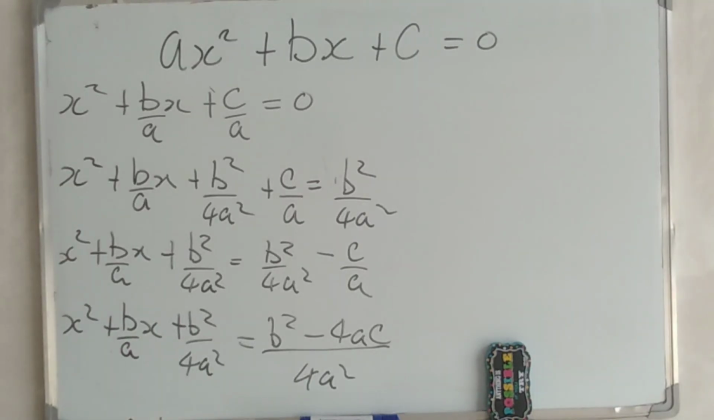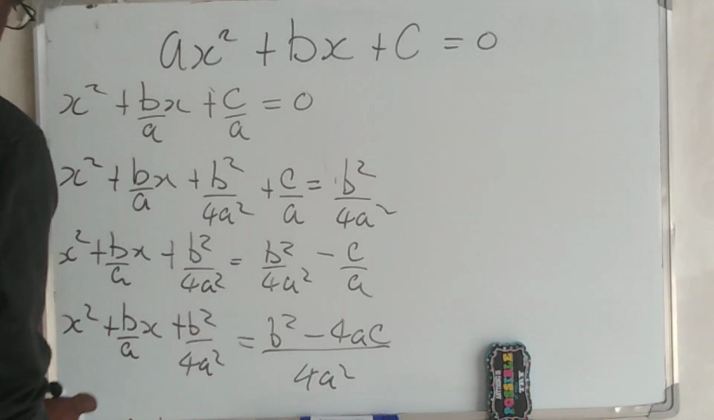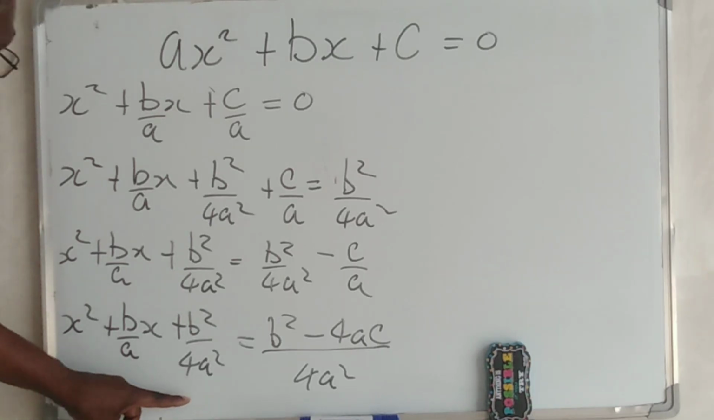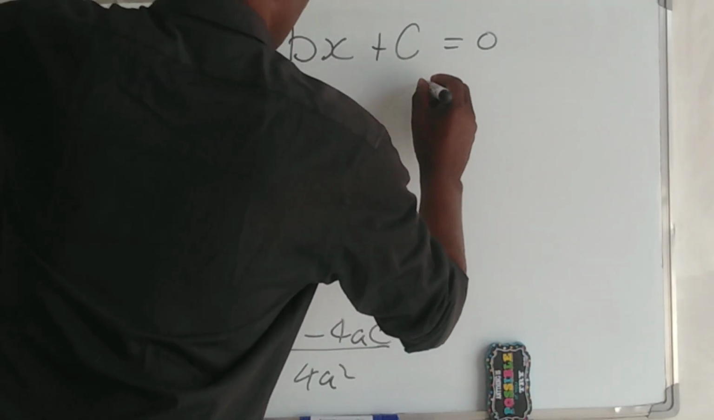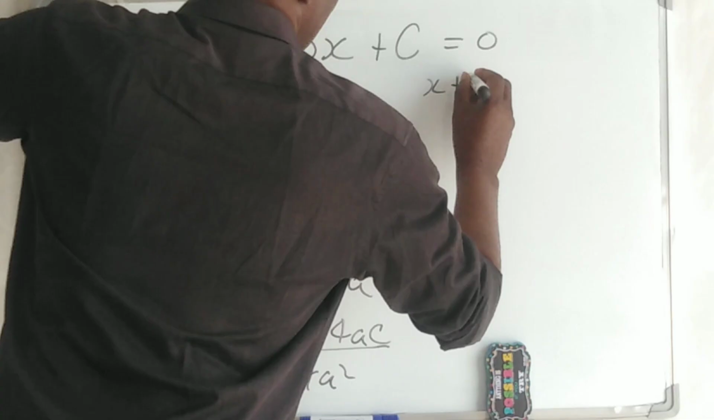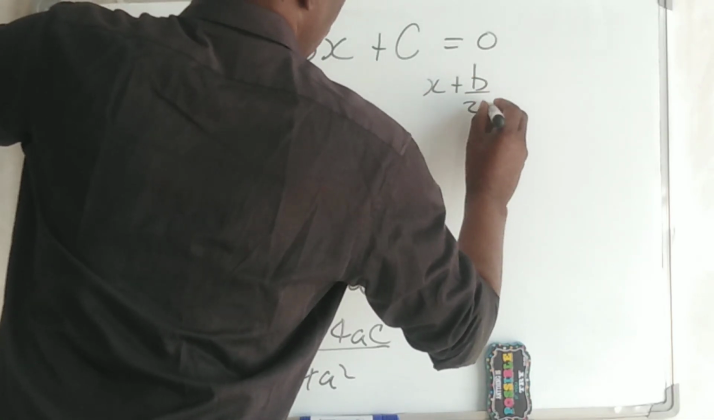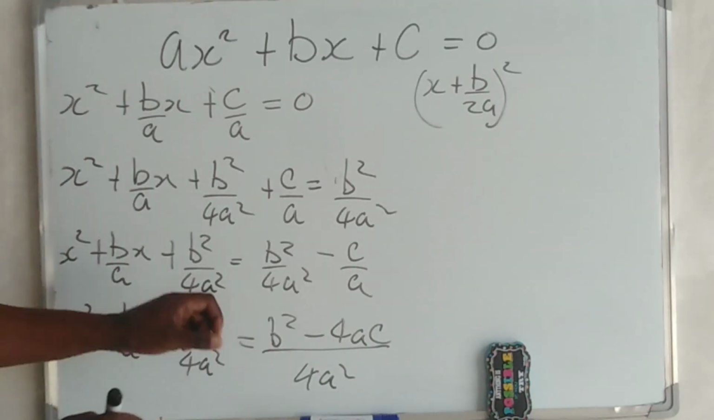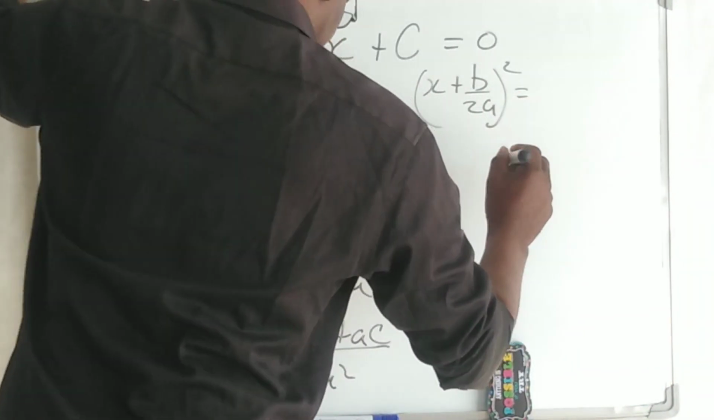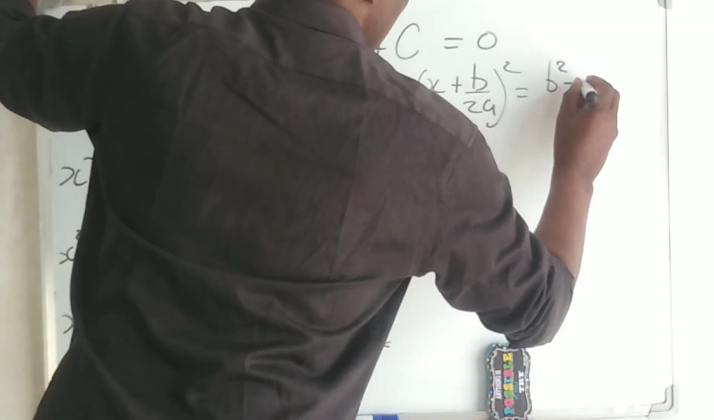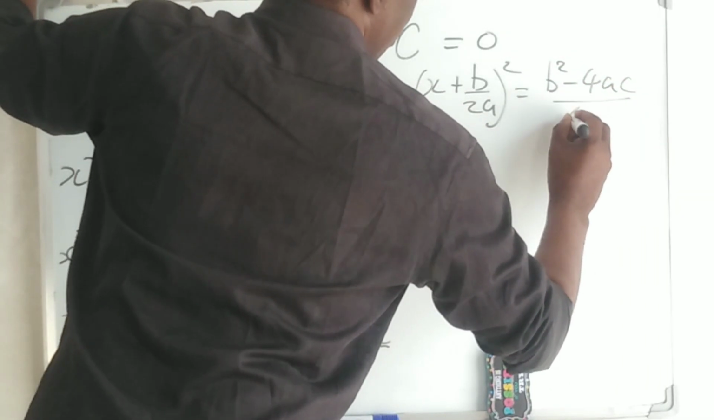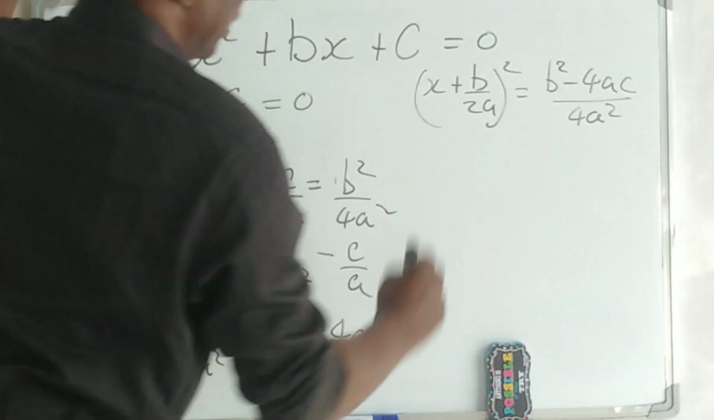What's our next step? The next step is now to look at this here and see if we can factorize it. Yes, we can. This factorizes to x plus b over 2a all squared will be equal to that which is on the right hand side, which is our b squared minus 4ac, all this over 4a squared.